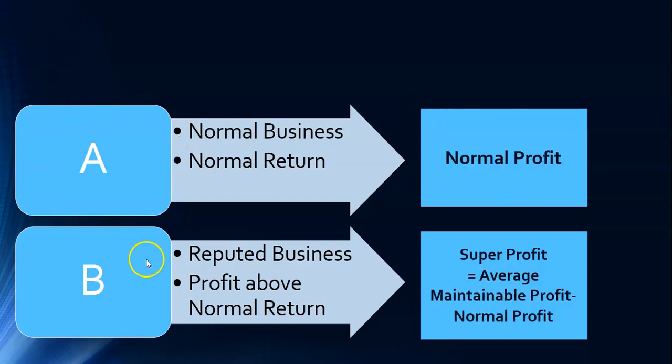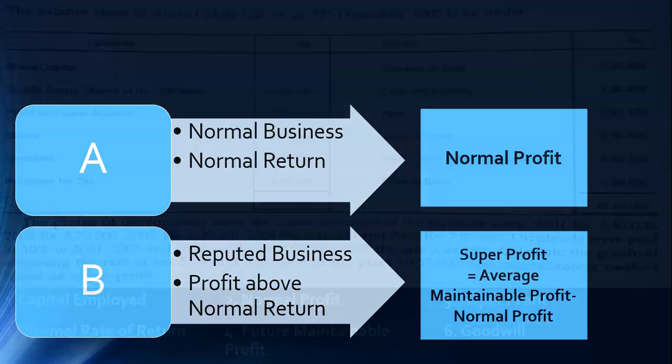Assuming that the capital employed in A and B both are the same, the amount earned above normal profit by company B is known as super profit. So in formula terms, you can say average maintainable profit, or average future maintainable profit, minus normal profit is known as super profit, right? So we are going to capitalize this profit and thereafter we'll calculate goodwill. So let's go to an example first and thereafter understand what basically we are doing.